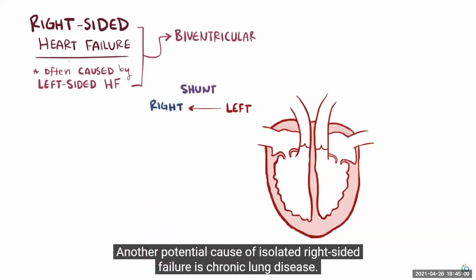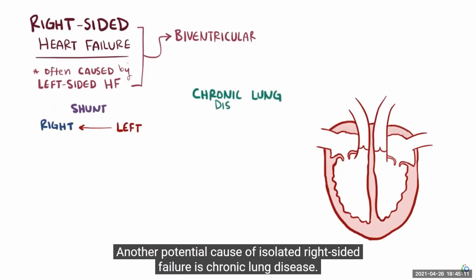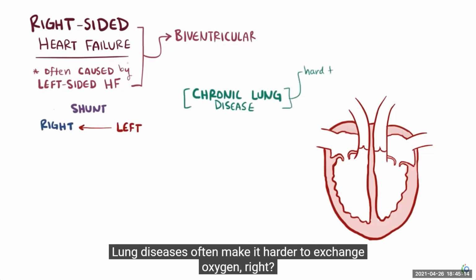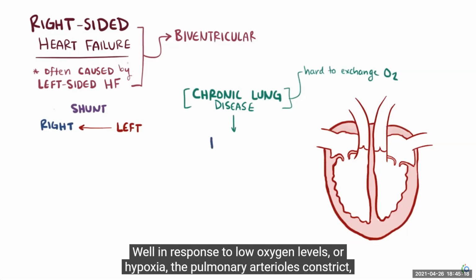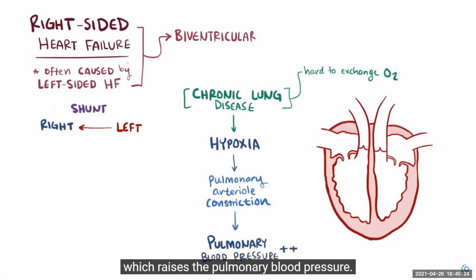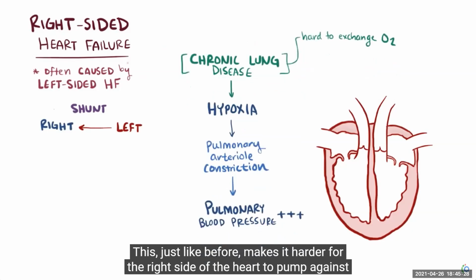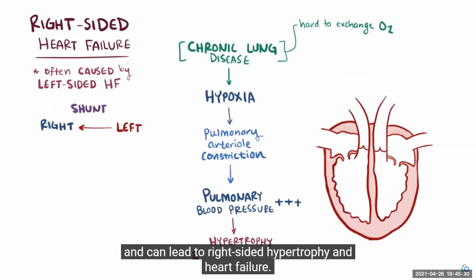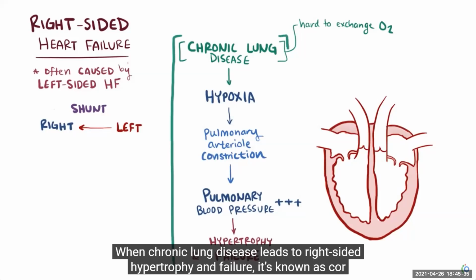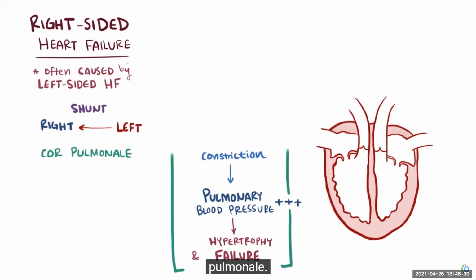Another potential cause of isolated right-sided failure is chronic lung disease. Lung diseases often make it hard to exchange oxygen, right? Well, in response to low oxygen levels or hypoxia, the pulmonary arterioles constrict, which raises the pulmonary blood pressure. This, just like before, makes it harder for the right side of the heart to pump against and can lead to right-sided hypertrophy and heart failure. When chronic lung disease leads to right-sided hypertrophy and failure, it's known as cor pulmonale.